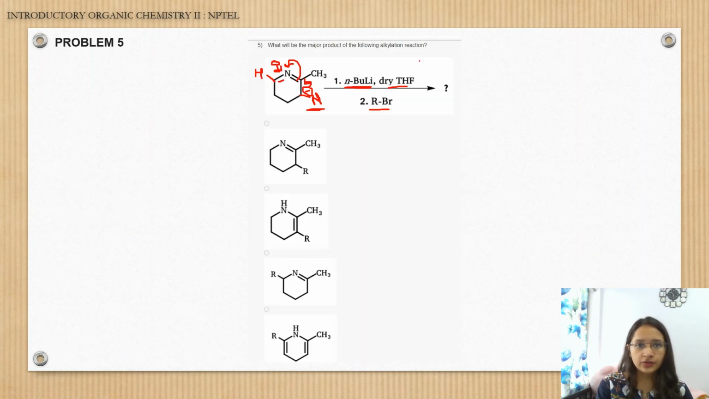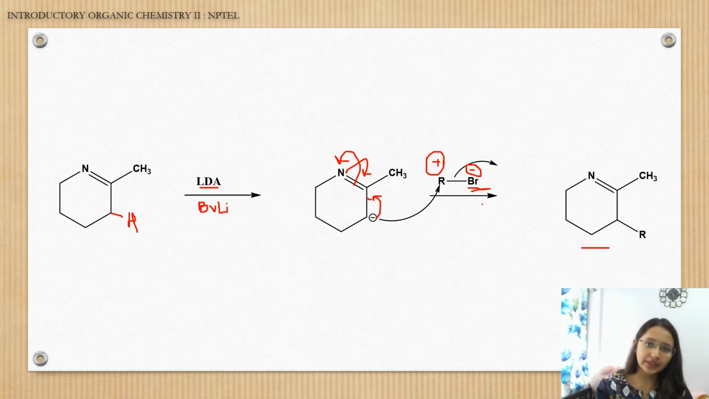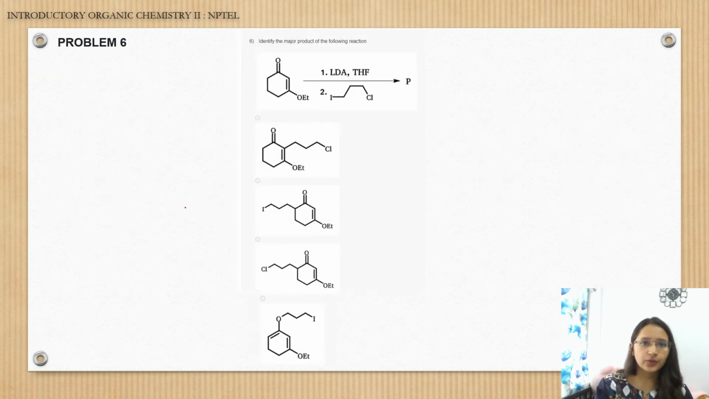So now which is the correct option amongst these? Option A, ma'am. Very good. So is this much clear to all of you how it is happening? Why this is the only proton which is abstracted by the butyl lithium, and not this proton? Clear, ma'am. Very good. So coming to problem 6, this is also a very straightforward question. You don't have to do anything with it.